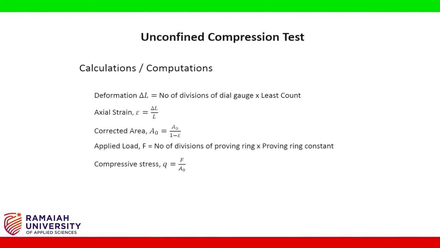Calculations. Deformation delta L equal to number of divisions of dial gauge into least count. Axial strain epsilon equal to delta L by L. Corrected area A equal to A0 by 1 minus epsilon. Applied load F equal to number of divisions of proving ring into proving ring constant. Compressive stress Q equal to F by A is calculated.